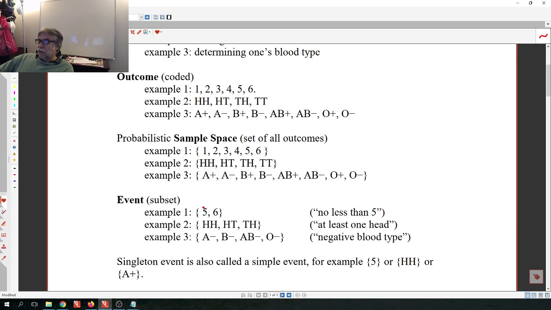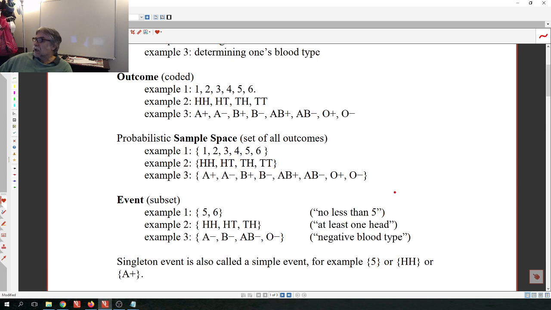then the event could be 5, 6. 5, 6 is an event that you can call no less than 5. No less than 5, if we are rolling a fair die, means you either have a 5 or you have a 6.